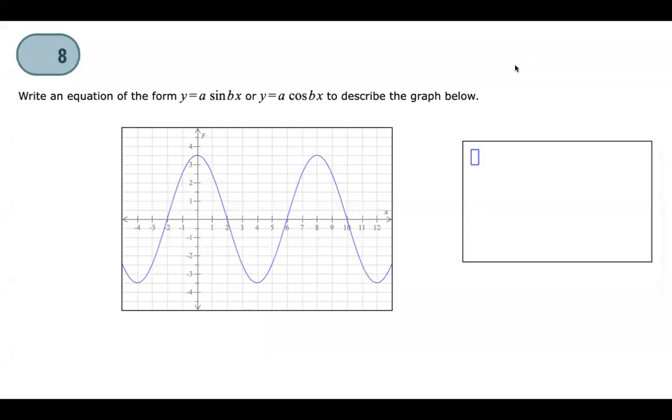Now we're given a graph and we have to figure out the equation. So we're told that this is the equation. You can use B or K. I actually like to write it as y equals a sine of either kx or y equals a cosine of kx, k being the value that will give us the period.